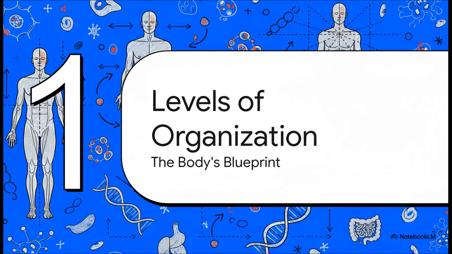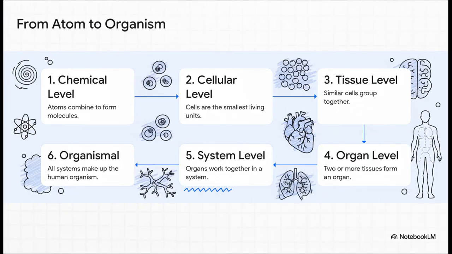All right, so to start learning this language, we first need to understand the blueprint of what we're actually describing. Turns out, the body is organized into 6 distinct levels, and each one builds on the one before it. It all builds from the ground up, literally. We start at the chemical level, with atoms clumping together to form molecules. Then, those molecules build our cells, the tiniest units of life. From there, cells group up into tissues, which then form our organs, like the heart or the liver. Those organs then team up into organ systems. And finally, all of those systems together create a complete organism. You, me. It's this incredible ladder of complexity that our anatomical language is built to describe.